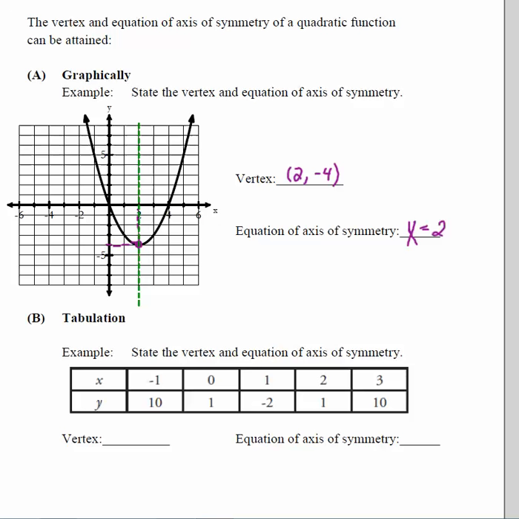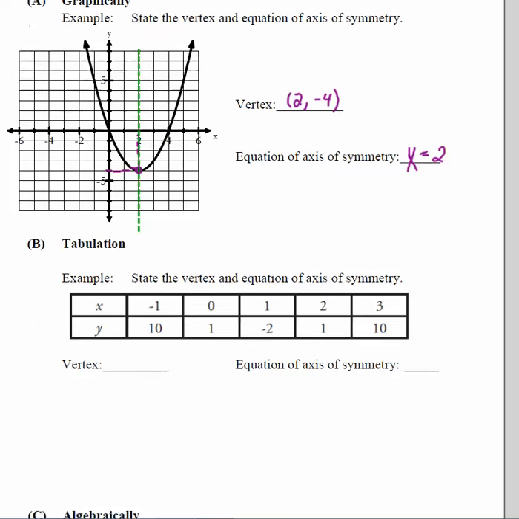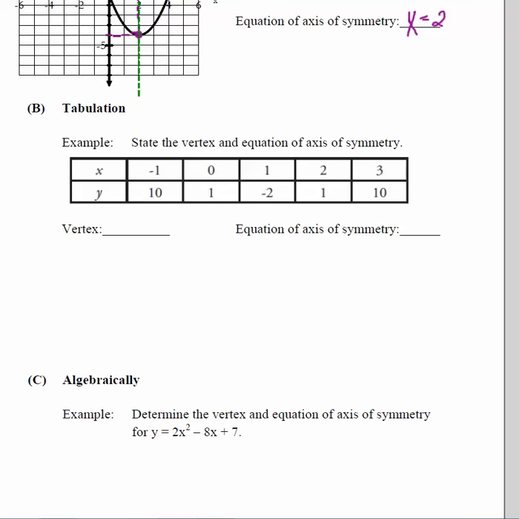So it's always your x value. Next example, tabulation. If you were given a table of values, state the vertex and axis of symmetry. Now it is possible to get it straight from the table if you can picture it. I always like doing a little sketch of it first.